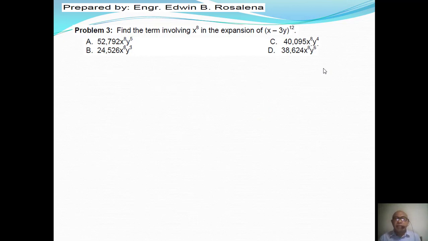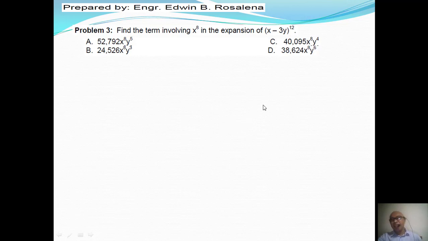So, we have here: find the term involving x to the 8 in the expansion of (x minus 3y) to the power 12. Okay? So, term involving x to the 8. So, anong nakita niyo sa problem na to? Wala na namang R, no? So, kung tingnan natin, wala na namang R. Only we are given that we look for the term involving x to the 8. So, una natin hahanapin dyan, what is R corresponding to the term containing x to the 8? Kuha nyo?